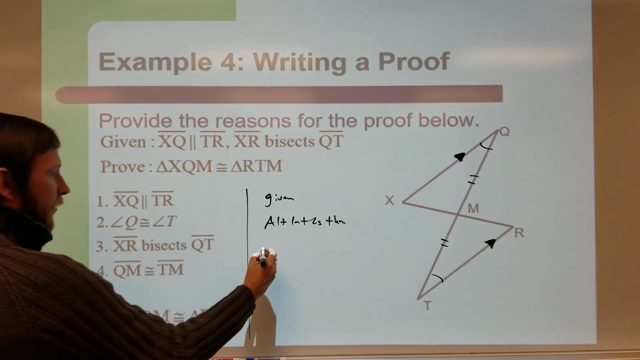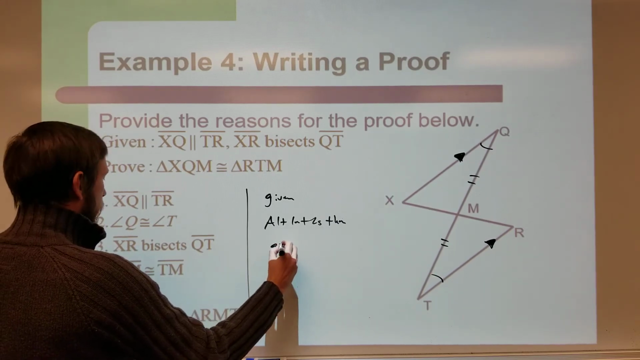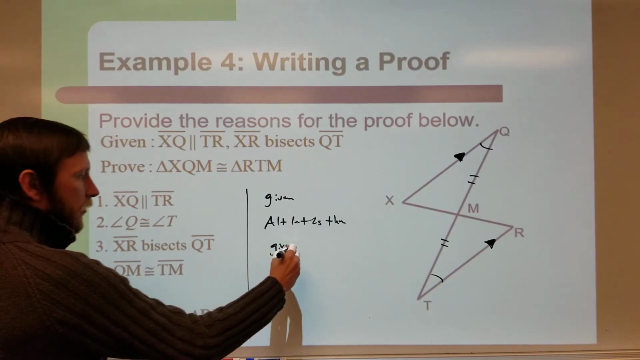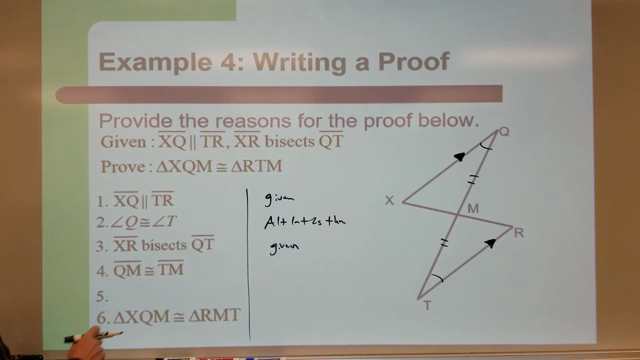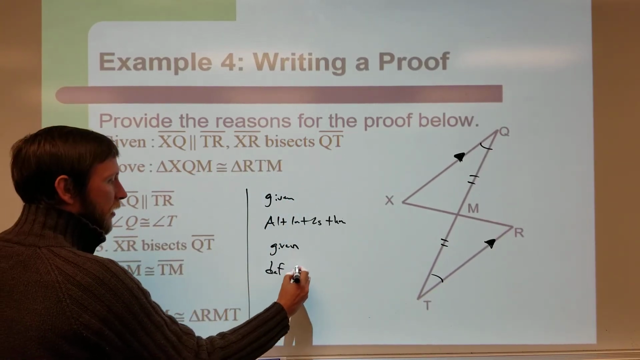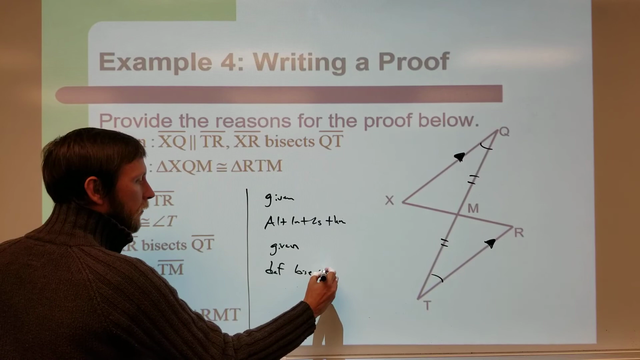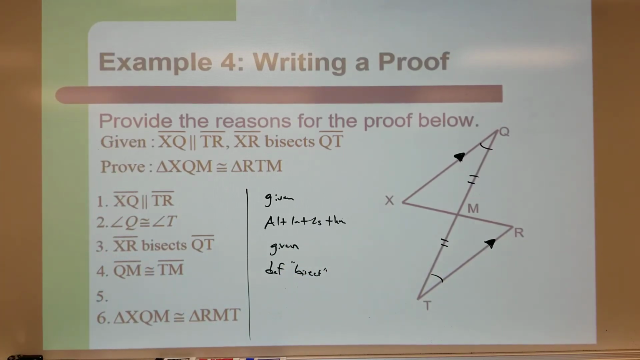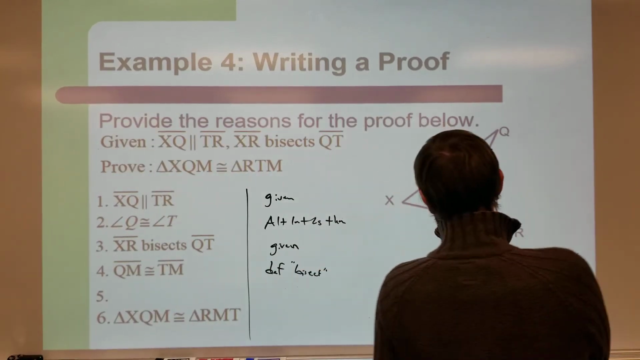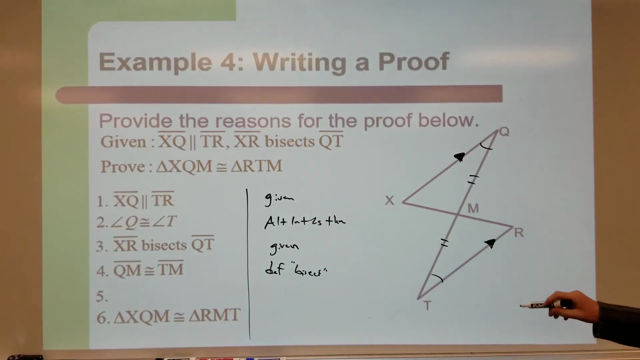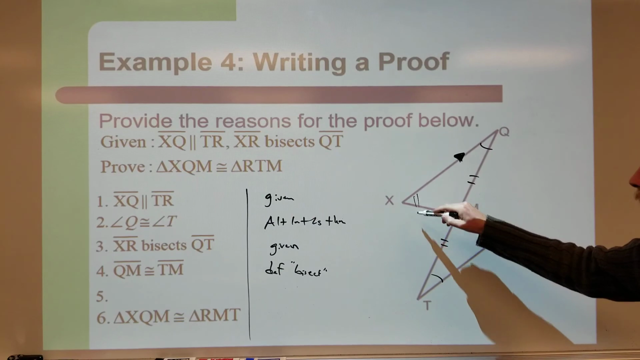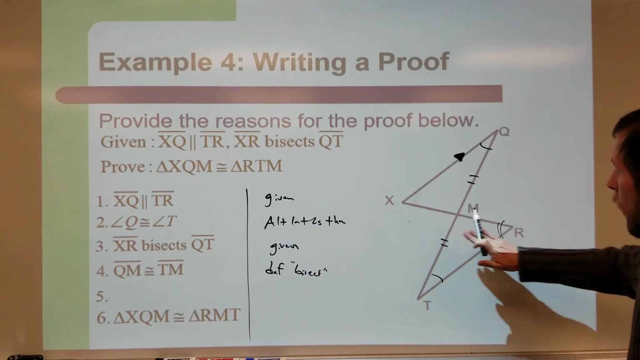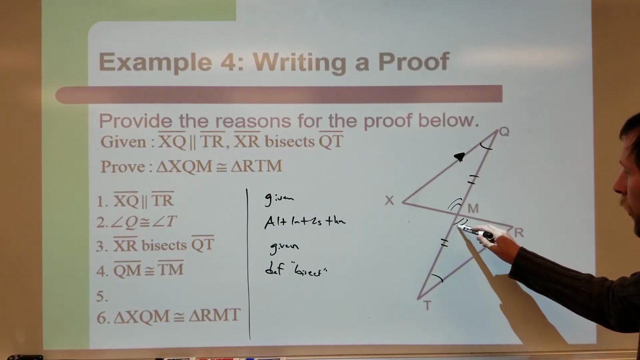Then we recite that given piece of information that XR bisects QT, that again is given information up here, which means by the definition of bisect that we've cut that segment in half. We need another pair of angles, all right? So this depends. Do you want to say that these angles are congruent? Or do you want to say that these angles are congruent?